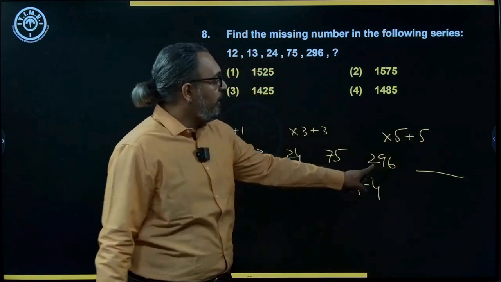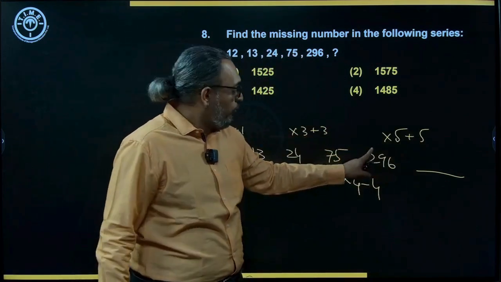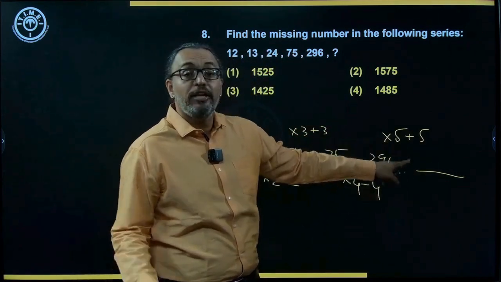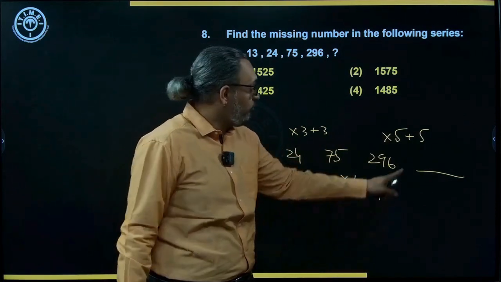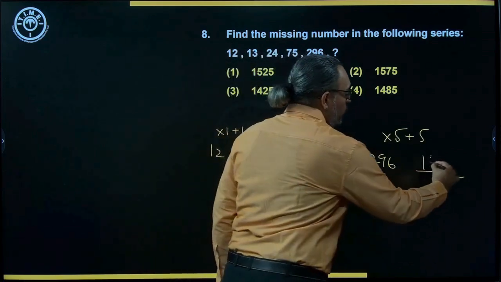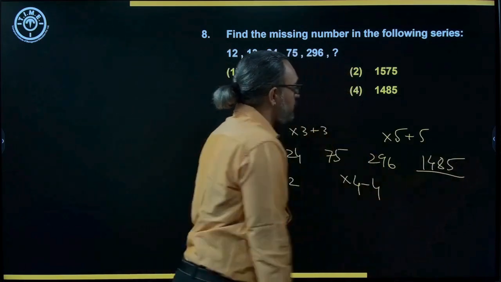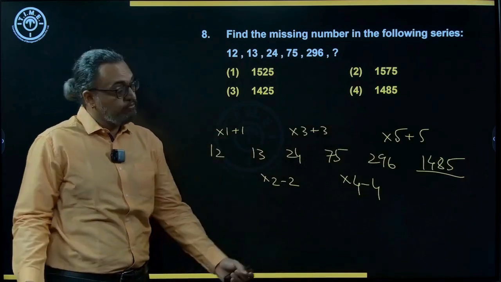So we know 300 into 5 is 1500. 4 less than 300 means 4 into 5, you do minus 20. 1500 minus 20 is 1480. 1480 plus 5 gives you 1485. And yes, I do have it, option 4.